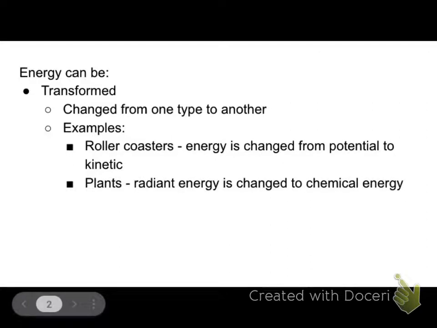Plants take radiant energy from the sun, which is light energy, and they use a process called photosynthesis to change that into chemical energy that they store in them. So all plants have chemical energy stored in them, even tree trunks and carrots. If you were going to release the energy from a carrot, you would eat it and digest it and break it down and release that energy. If you were going to get energy out of a piece of wood from a tree, you'd have to burn it. But they have chemical energy stored in them.